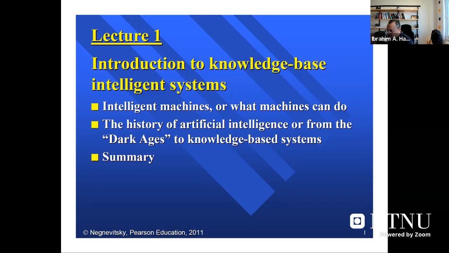So this introduction, in fact, is an introduction to knowledge-based intelligent systems. What is intelligent machines? What machines can do? For example, history of artificial intelligence, or from dark ages to knowledge-based systems. These dark ages are something very famous in the history of machine learning. At the time when they started with a perceptron, for example, they thought that they can build a universal system, which can solve any problem.